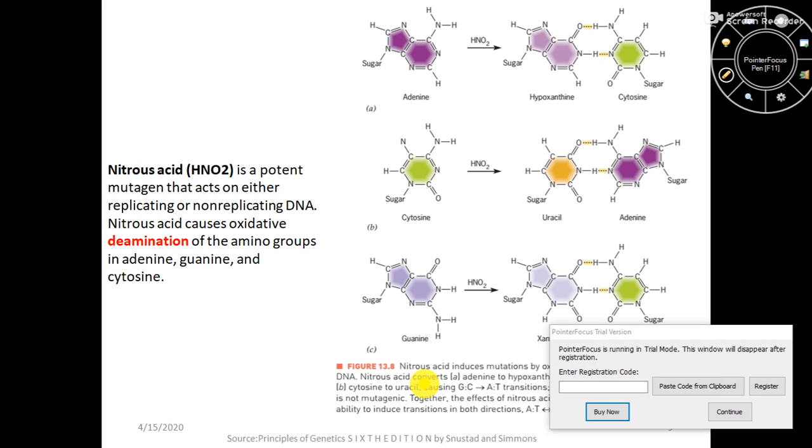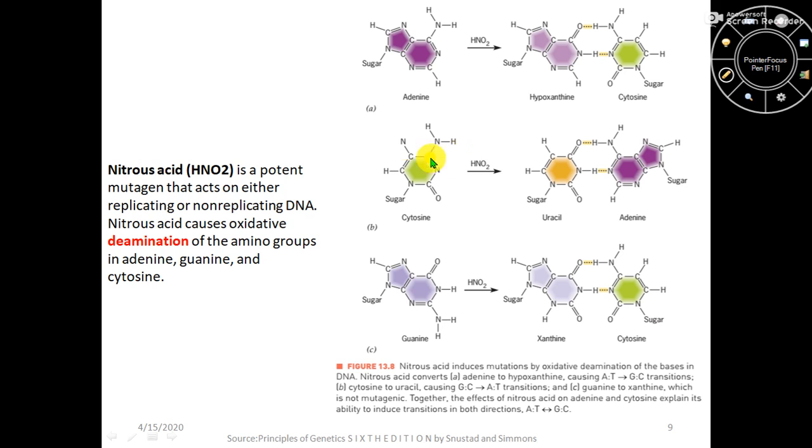Nitrous oxide causes the oxidative deamination of the amino group in adenine, guanine, and cytosine. Here this is the amine group and it becomes a keto group. Cytosine becomes uracil. That is the change at the base level, and guanine becomes xanthine. After the incorporation of nitrous acid, oxidative deamination occurs and guanine changes into xanthine and it binds to cytosine. So the mutation occurs. These deaminating agents, chemical agents, also cause mutations.